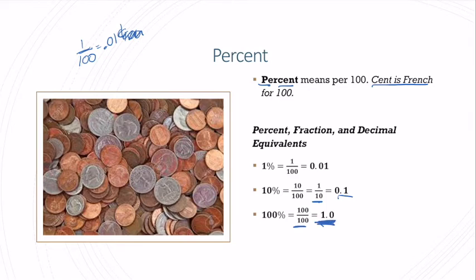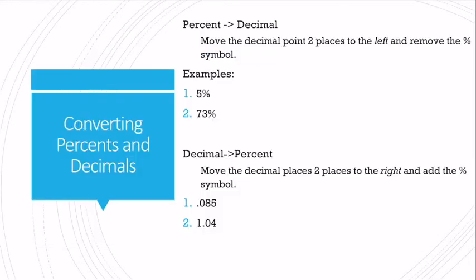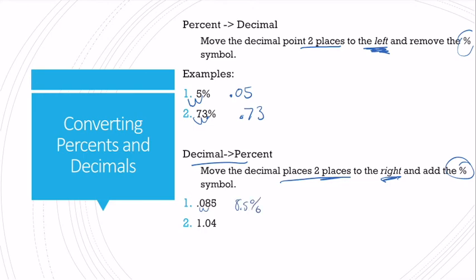So here's how you can convert between the three. To convert a percent to a decimal, you move the decimal point 2 places to the left and remove the percent symbol. So 5% becomes, I move this decimal place over, 0.05. 73% becomes 0.73. If I want to go from decimal to percent, I have to undo what I did, right? I'm going to move to the right and add the percent symbol. So I move over 1, 2, that gives me 8.5%. Move over 1, 2, I have 104%. So this was to the left and this was to the right.